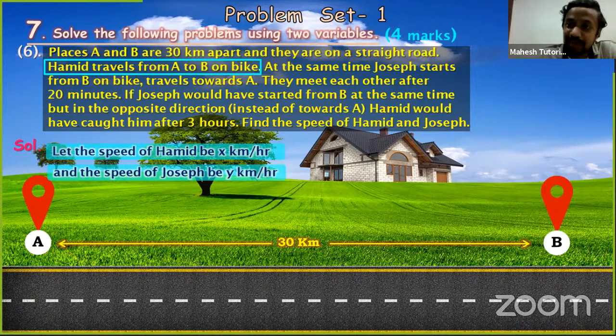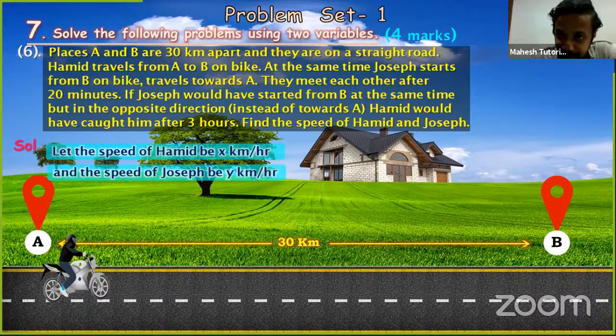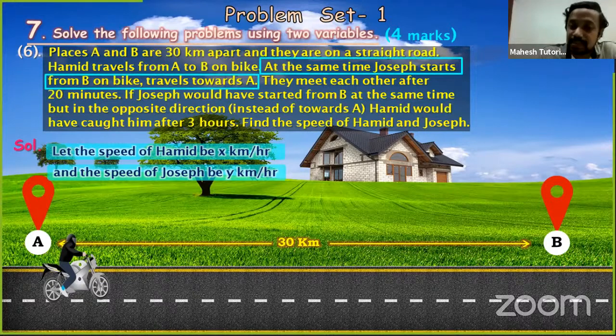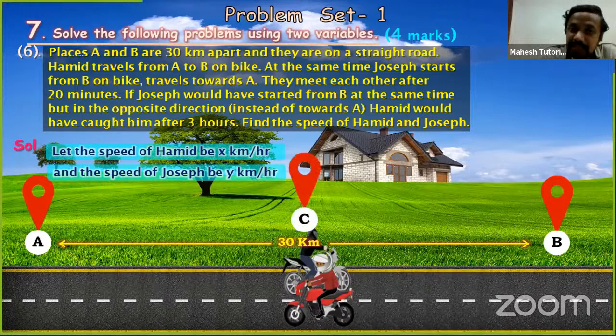Hamid travels from A to B on a bike. Means from point A, Hamid is traveling on a bike and he is moving towards point B. Further, at the same time, Joseph starts from B on a bike and travels towards A. When Hamid is starting from point A, Joseph is starting from point B and moving towards A. Now, students, when they are moving towards each other, let us say that they are meeting at, say, point C.